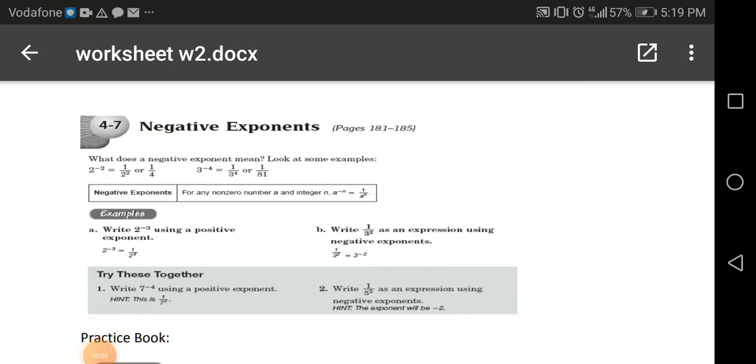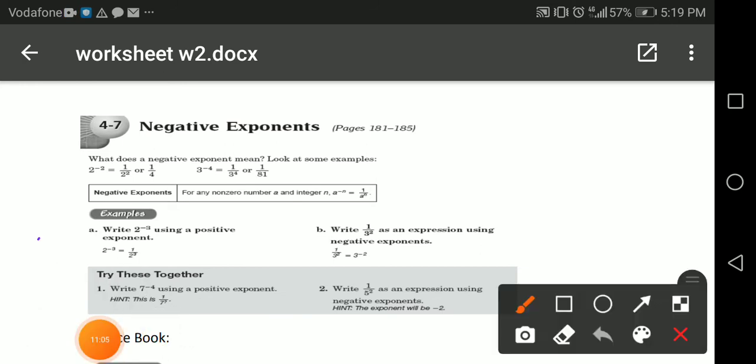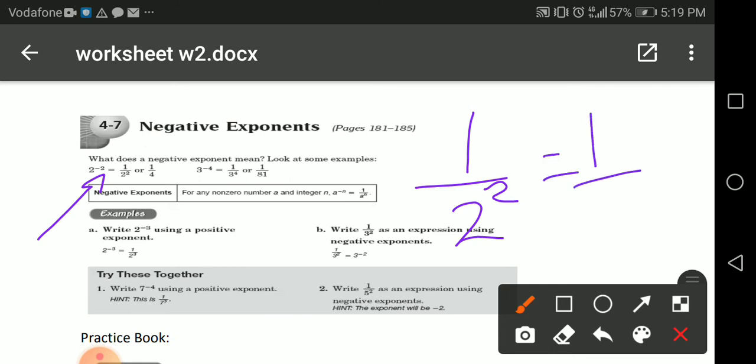What does a negative exponent mean? Look at some examples. We have here 2 to the negative 2 power, as you see. We convert it to a fraction, like this: 1 over 2 to the second power. And this means 2 is repeated 2 times, so it means one quarter.